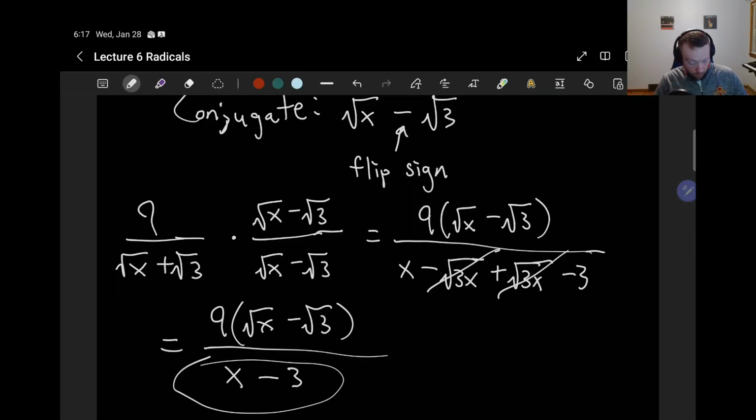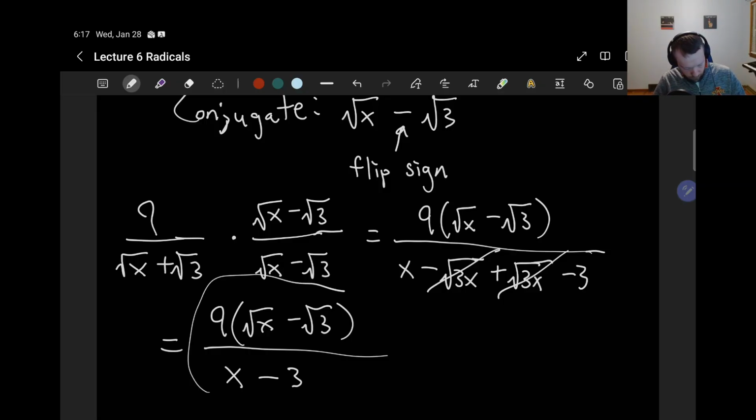So now the denominator is rationalized just like we wanted. It's just a polynomial now. Now to do this, we had to unrationalize the numerator, but there's really no avoiding that. So we did the problem, we're done.